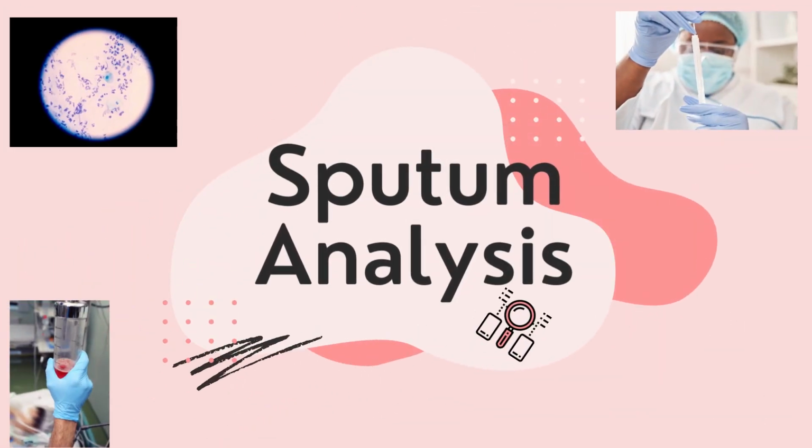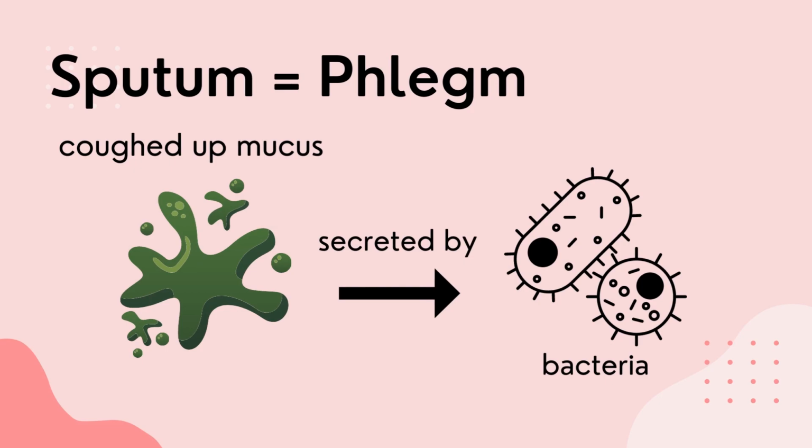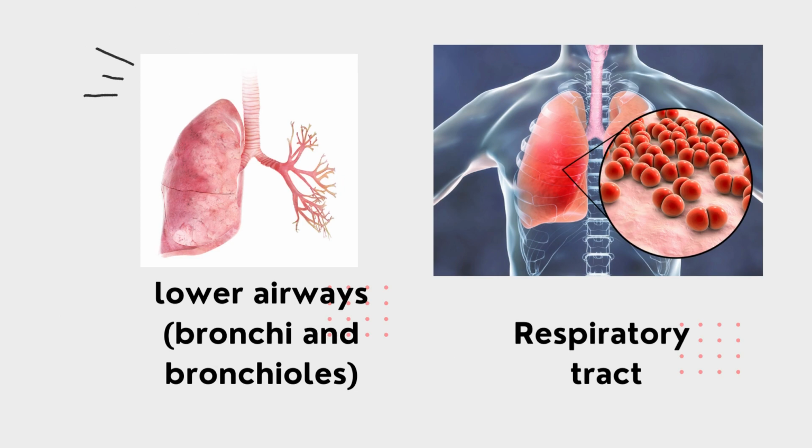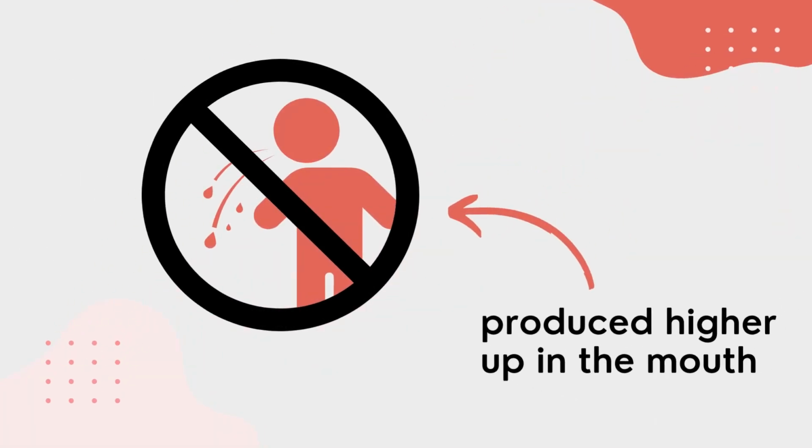To begin, let's identify what a sputum, also referred to as phlegm, is. It is identified as a thick, opaque color type of mucus secreted by cells in the lower airways, bronchi, and bronchioles of the respiratory tract. Sputum can cause difficulty in breathing and can result in excessive coughing. It is not the same as spit or saliva, which is produced higher up in the mouth.